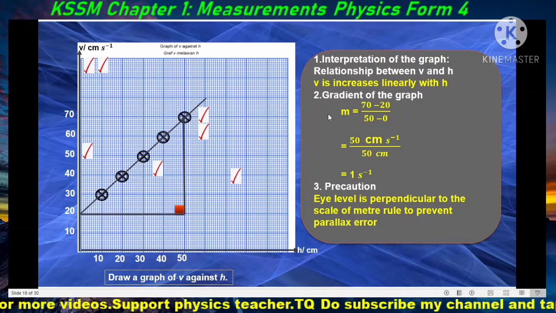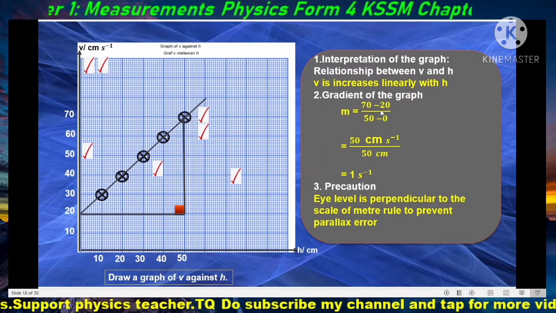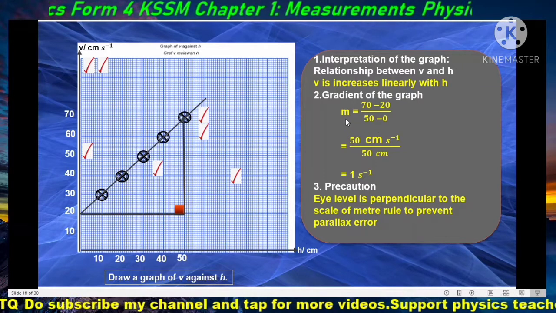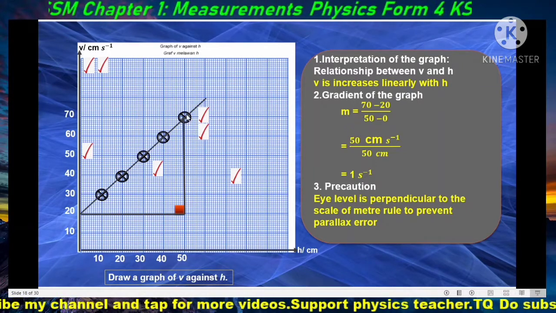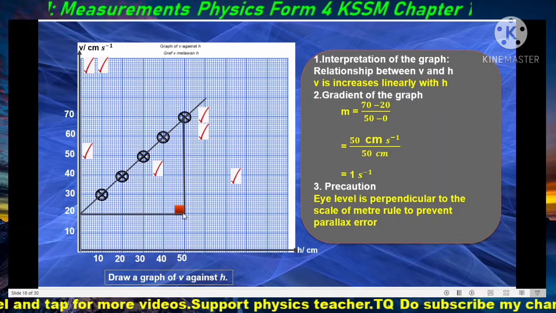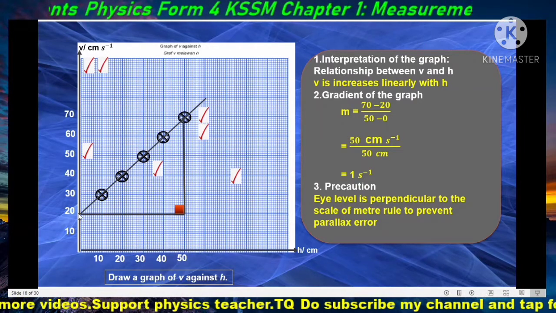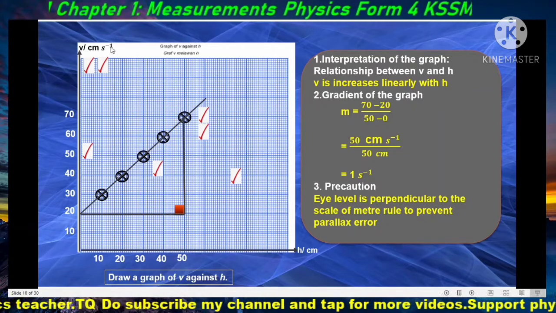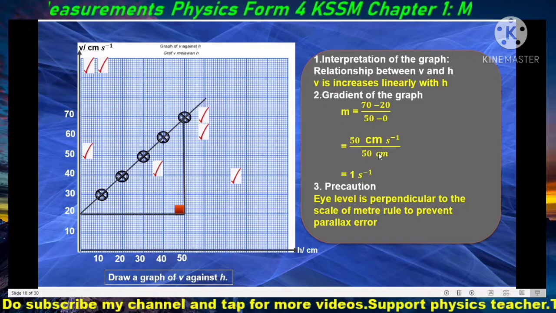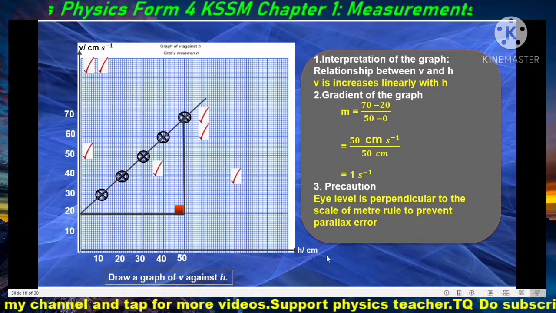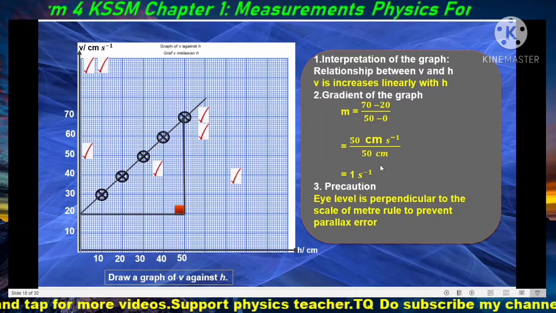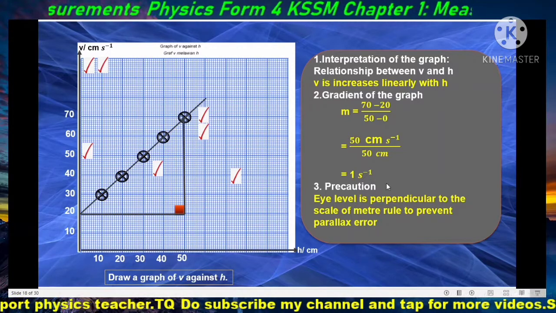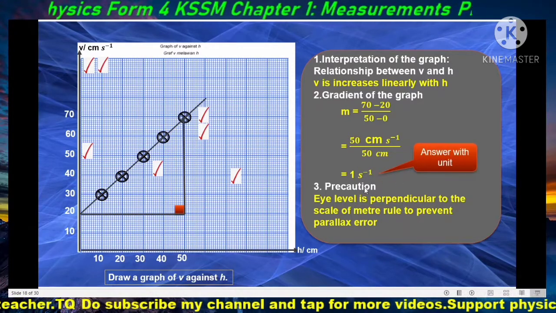Now you calculate the gradient. This one we call the substitution part. You must show the steps of calculation. So m equals 70 minus 20, that one is the height, divided by 50 minus 0, that one is the width. So we get 50 V, centimeter second to the power -1, and here is 50 centimeter. So the centimeter can be cancelled. We get 1 second to the power -1. You can see we write the answer with unit for the gradient.